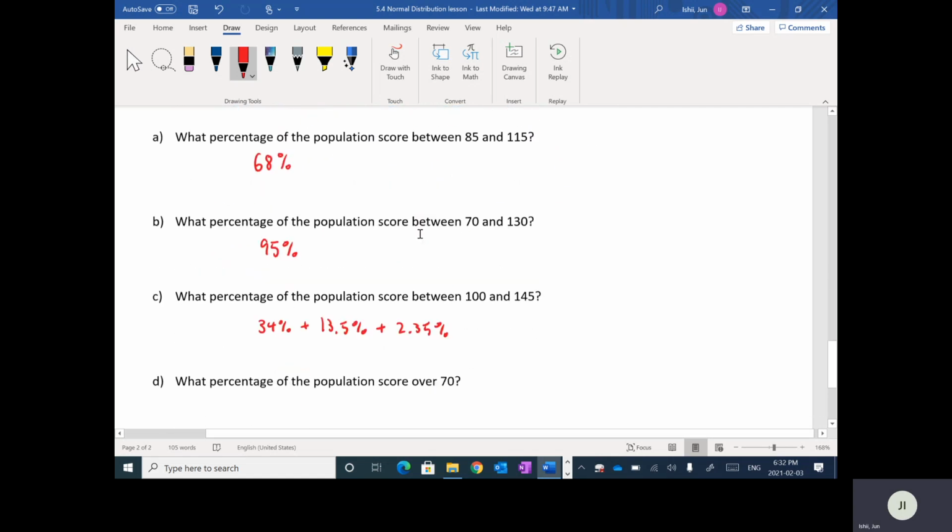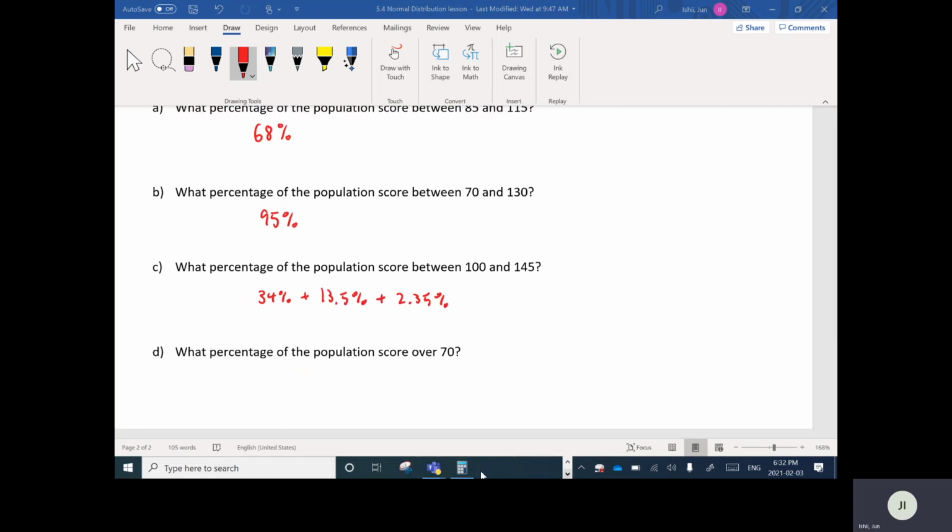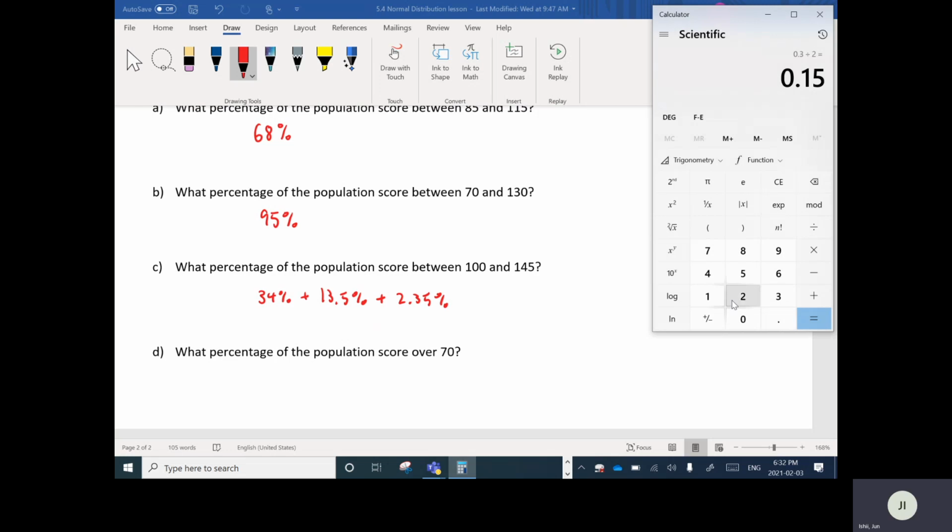Okay, so when we do that, let's just do that. So 34 plus 13.5 plus 2.35%. All right, so we get, that's not right. Okay, let's try that again. 34, 13.5, and 2.35. All right, so 49.85%.